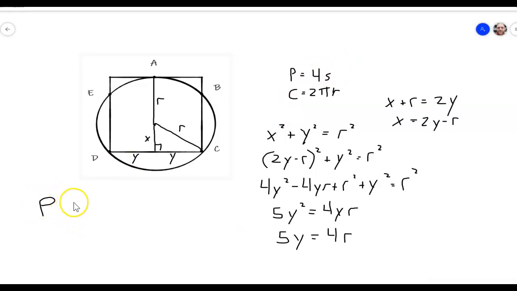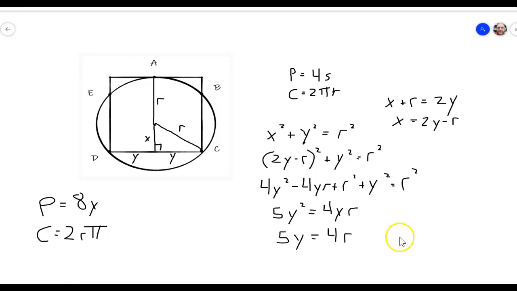So the perimeter is equal to 4s, but s is equal to 2y, so that's really going to be 8y, right? You can just put the 2y in there for s, so 8y, and then the circumference of the circle is equal to 2r pi. I'm going to put it in like this, and now we have a substitution over here, and we can really do it either way. I'm going to go ahead and solve for r.